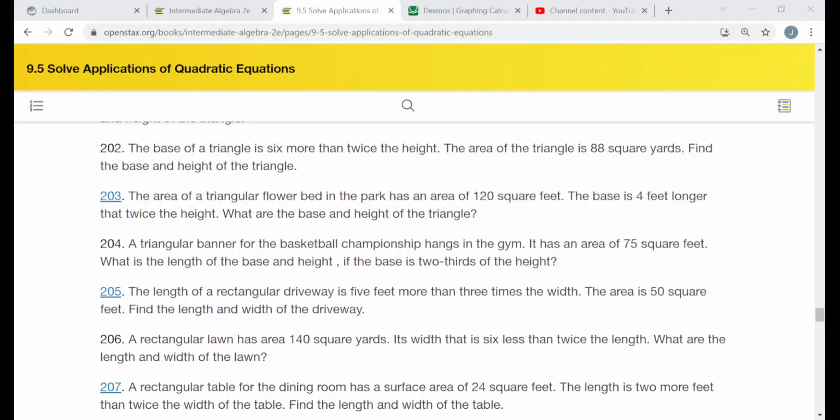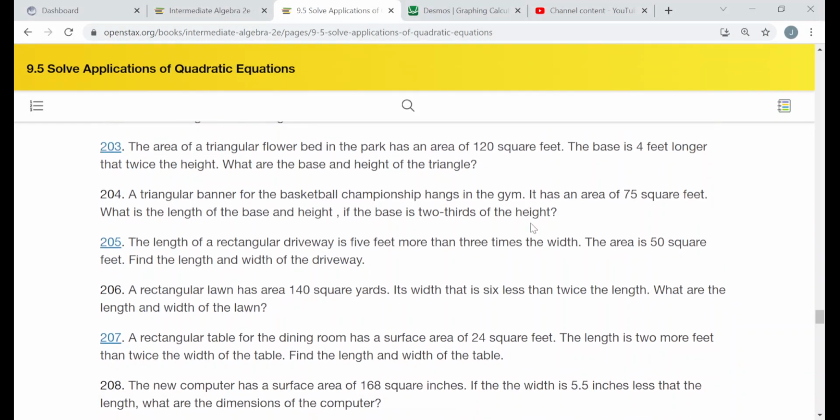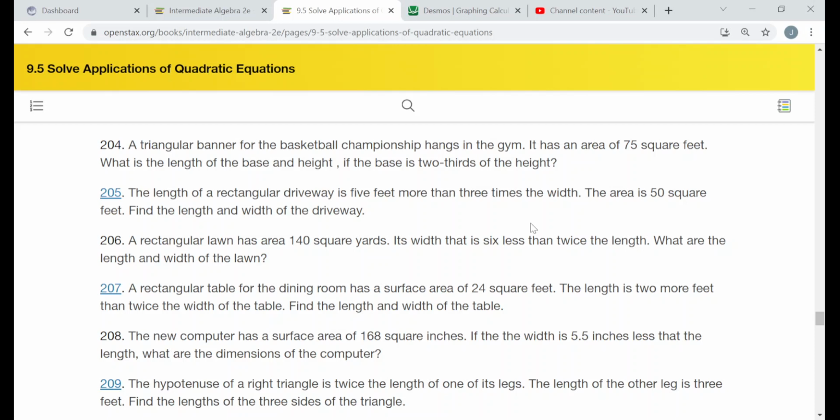Let's look at now exercise 204. So another triangle problem. A triangular banner for the basketball championship hangs in the gym. It has an area of 75 square feet. What is the length of the base and the height if the base is 2/3 of the height? So a pretty similar problem.